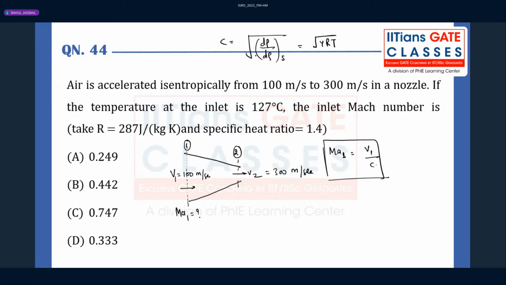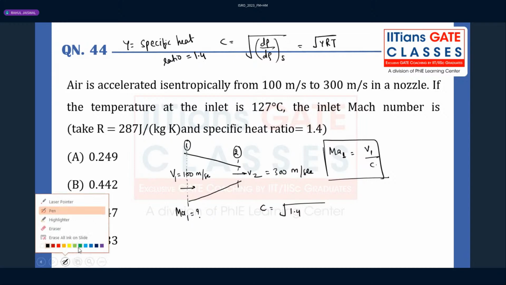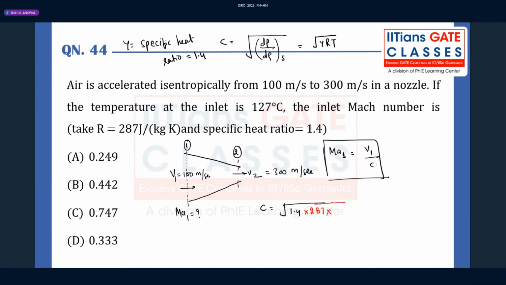Now note down the next thing. How to calculate c? c will be equal to under root of gamma R T. Gamma is basically the specific heat ratio. For air, that is for diatomic gases, it will be 1.4. So 1.4 into 287, that is the value of R, into T. What is the temperature at the inlet they have given? 127 plus 273 Kelvin.